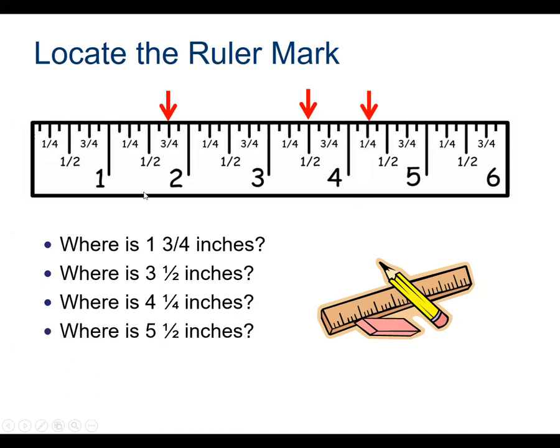Perfect. 5 1/2. 1, 2, 3, 4, 5. The first half after that is this one. So we say 5 1/2 inches. So it's 5 inches and then another half. So it's right there. Where is 0? Right here. I hope. Yep, I was right.